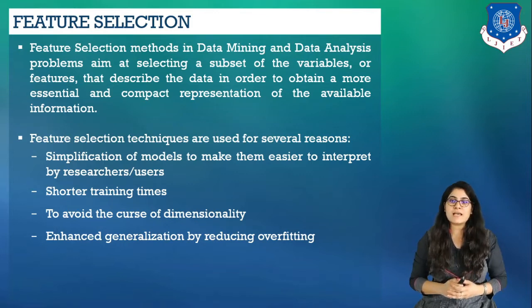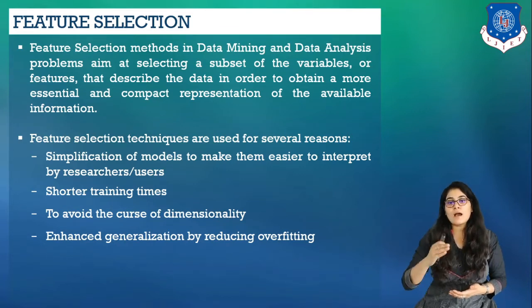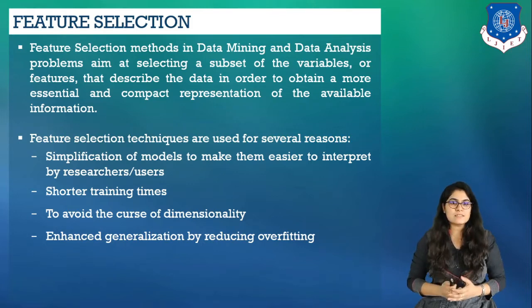Feature selection techniques are used for several reasons, like simplification of models to make them easier to interpret by researchers or users, shorter training times, avoiding the curse of dimensionality, enhanced generalization by reducing overfitting, and so on. Feature selection is for filtering irrelevant or redundant features from your data set. The key difference between feature selection and extraction is that feature selection keeps a subset of the original features, while feature extraction creates a brand new one. So let's discuss feature extraction.